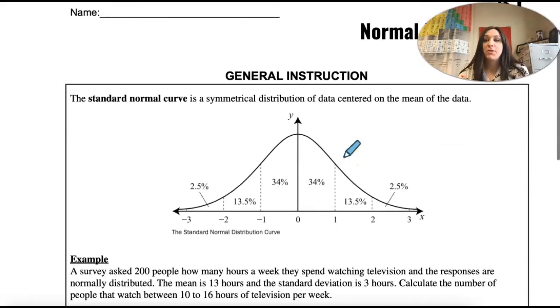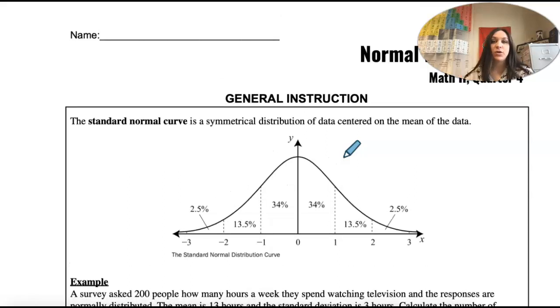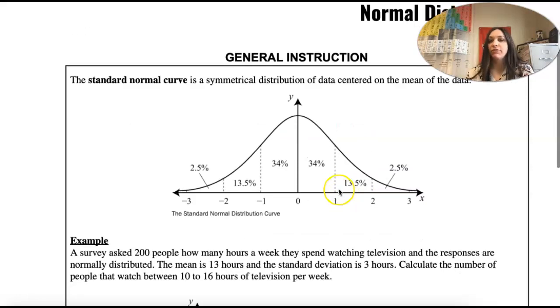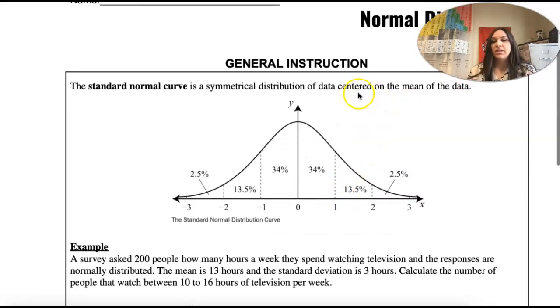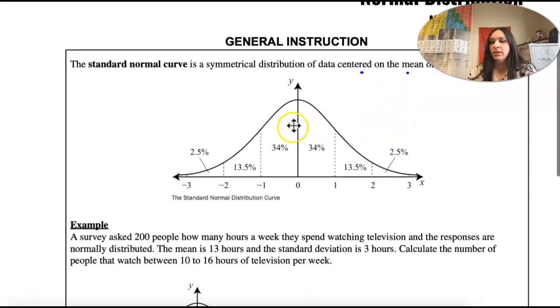4.1, we're talking about normal distribution. So when data is normally distributed, we put all that data on what we call a standard normal curve, and it's just symmetrical. It's all laid out evenly. Sometimes we kind of fix it so it is even because then we can find more information about it. So it's centered on the mean.